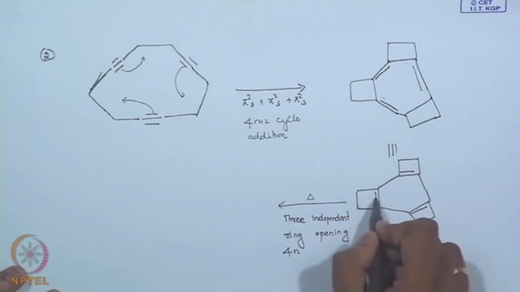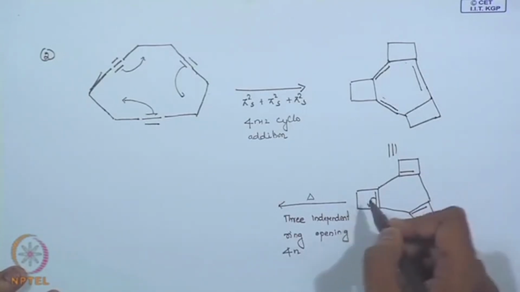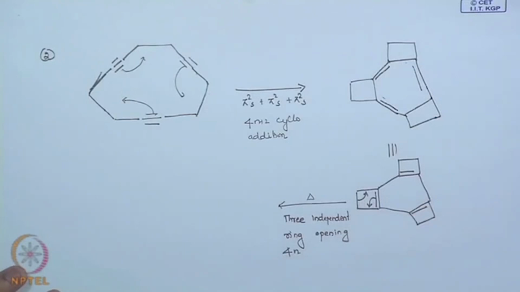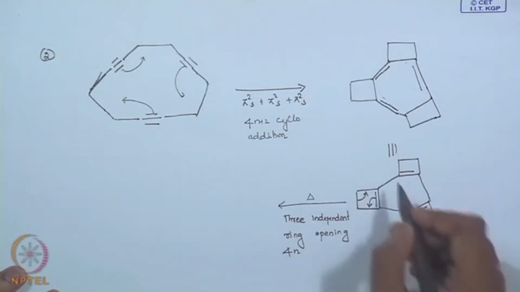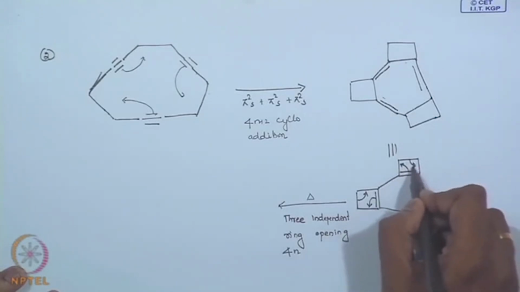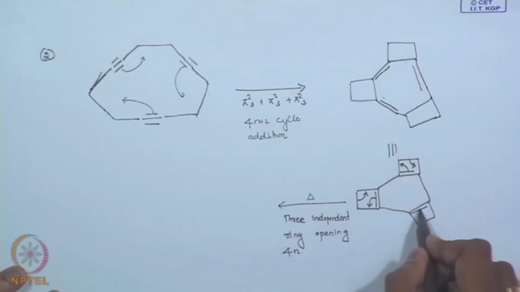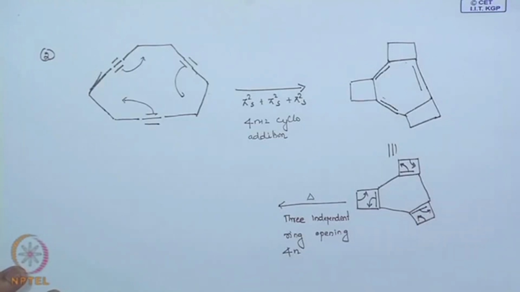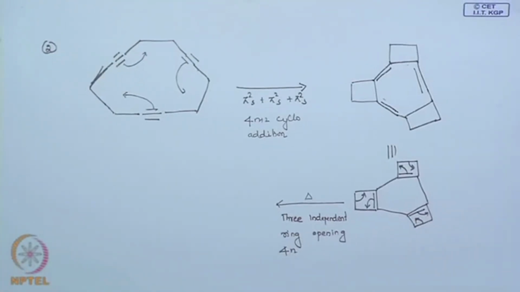So how do they ring open? Most of the time this can happen simultaneously, synchronous. So you can open these 3. You can have a nice 3 independent ring opening of your 4n system. So you have 3 cyclobutenes, that is all, and all these reactions happen independently, and at the same time, to give you the product.